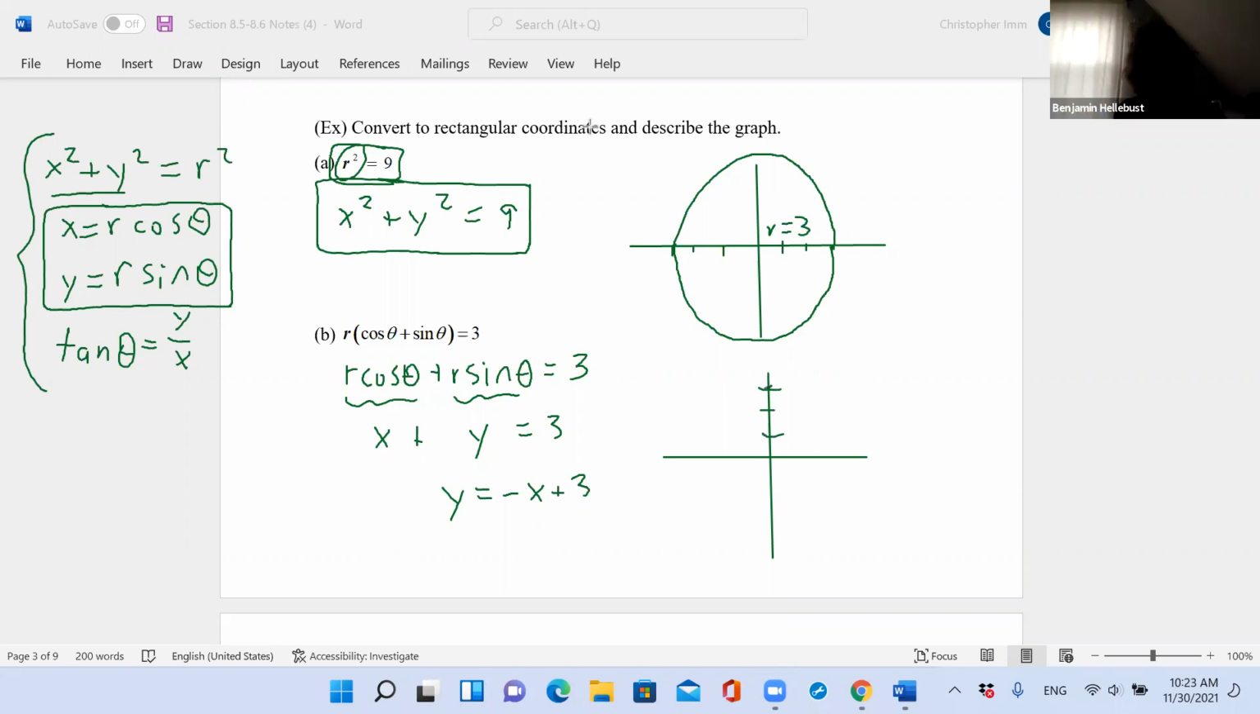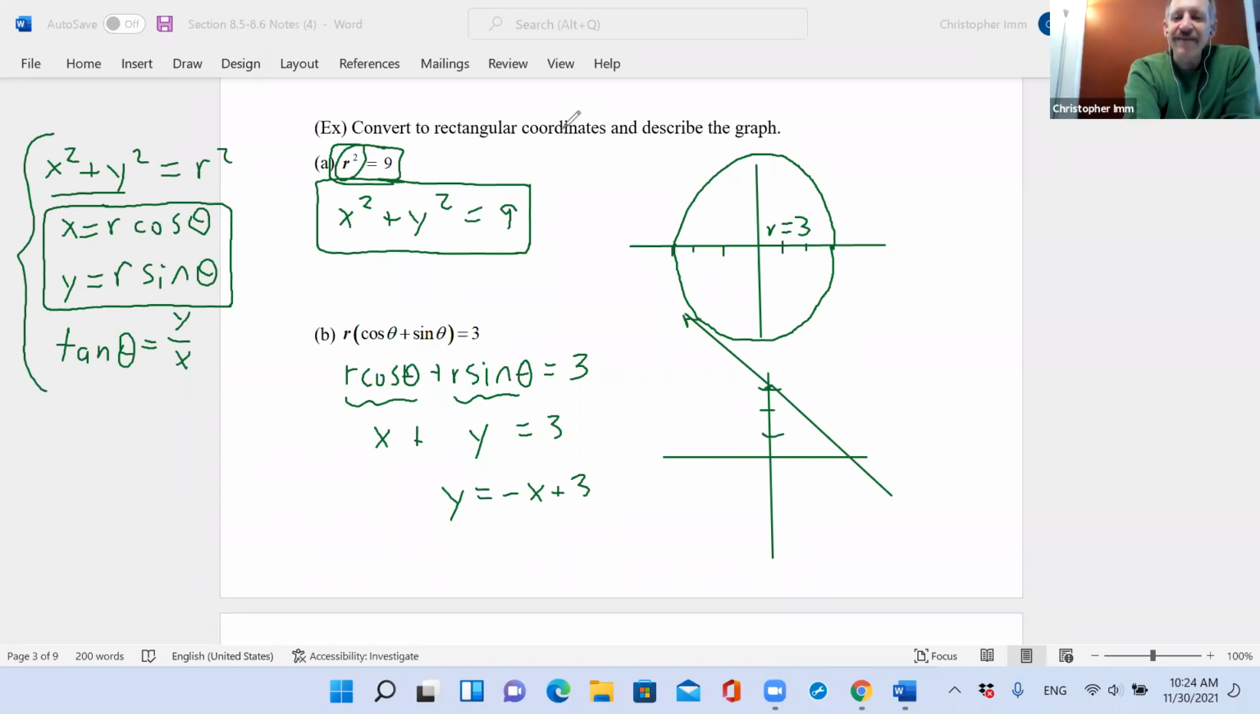Thank you. So this one's just going to be a line. It's a linear function, and it's going to have slope -1, so it's going to be decreasing. And it's going to go through that y-intercept, (0, 3). Perfect.